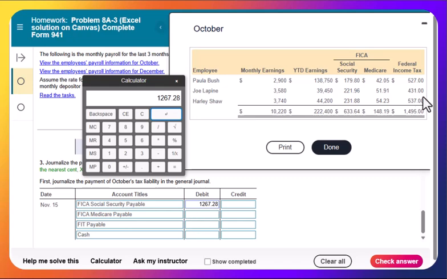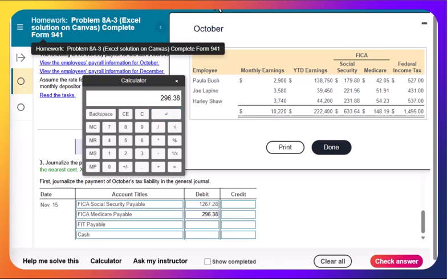So now we need to do the same for the Medicare payable. We can find that here, the $148.19. And again, that is the employee portion. So we will need to double that amount in order to get the employer portion in there as well. So that total is going to be $296.38, and that is going to be populated here into the debit since we are lowering that payable.